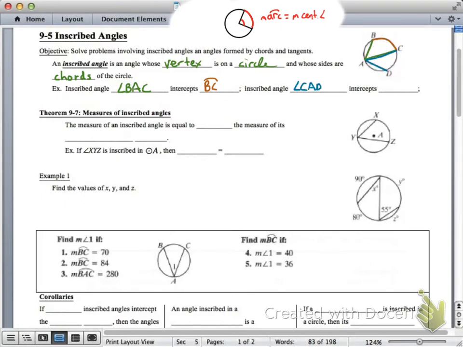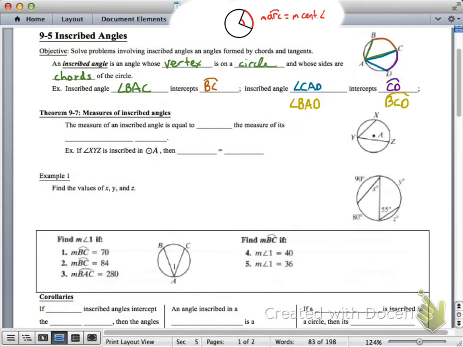Another example, inscribed angle CAD intercepts arc CD. That concept works pretty well. There's another angle that we could talk about here. Angle BAD intercepts arc BCD as well. So anytime you have an angle made up of two chords and whose vertex is on the circle, that's called an inscribed angle. In means kind of on, and scribed can kind of mean it's written on the circle.